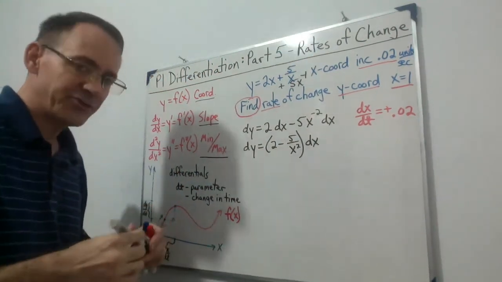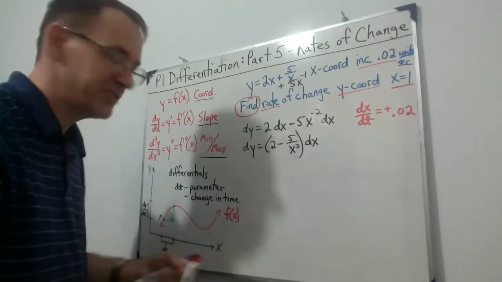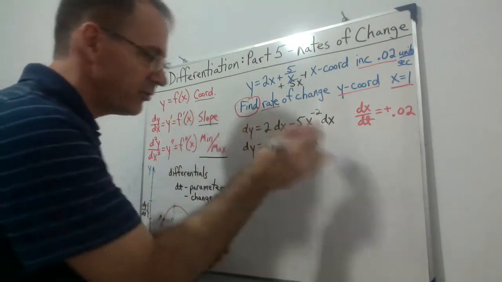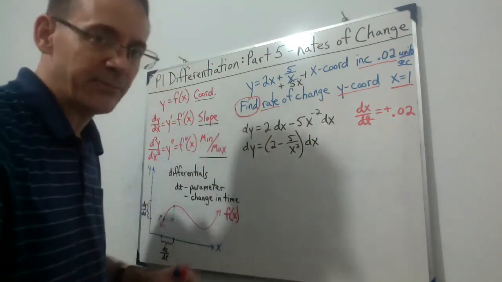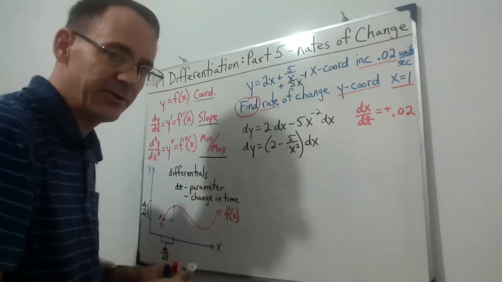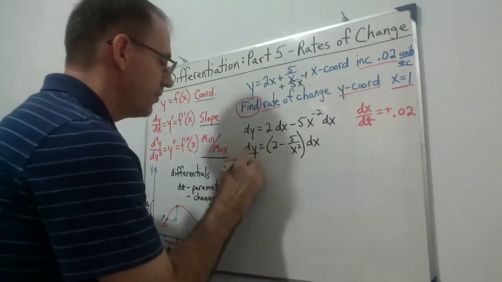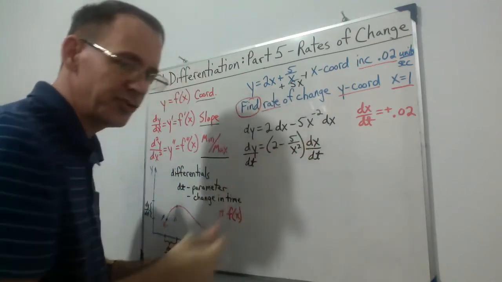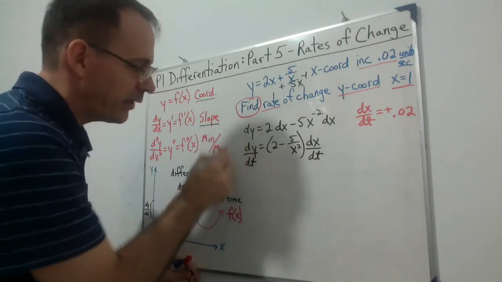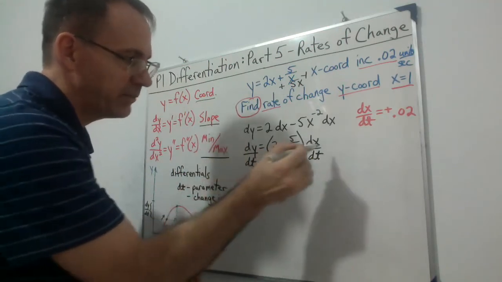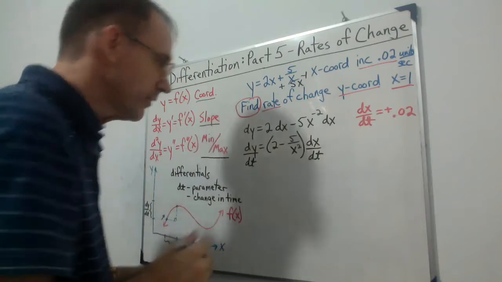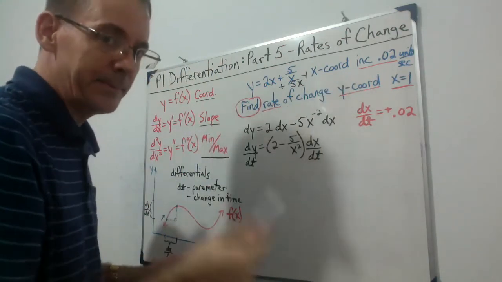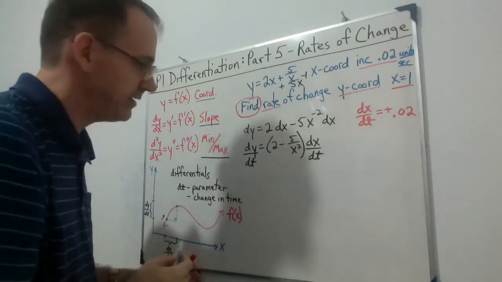Now we're going to introduce the dt, the change in time, simply by dividing both sides by dt. So as long as you multiply or divide both sides by the same value, then you're maintaining your equation. So over dt and over dt. So we introduce the parameter. Now we can see how y changes with time and how x changes with time. So it's asking us for the change in the y coordinate, meaning we're looking for dy dt.